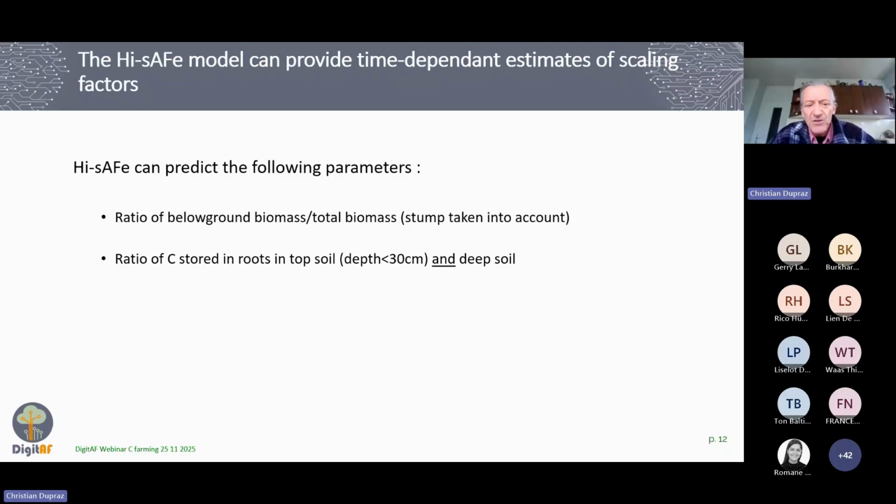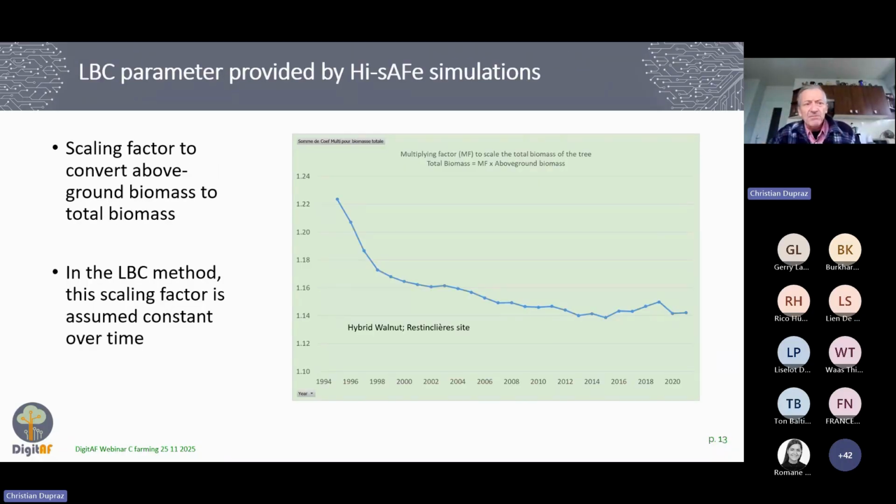Also the ratio of carbon stored in roots in the topsoil and in the deep soil is very important, because if you consider only the topsoil, you lose a big impact of agroforestry. So some parameters for the low carbon label have been provided by our WE simulation. For example, this is the multiplying factor to scale the total biomass of the tree. So the total biomass is that factor multiplied by the above ground biomass.